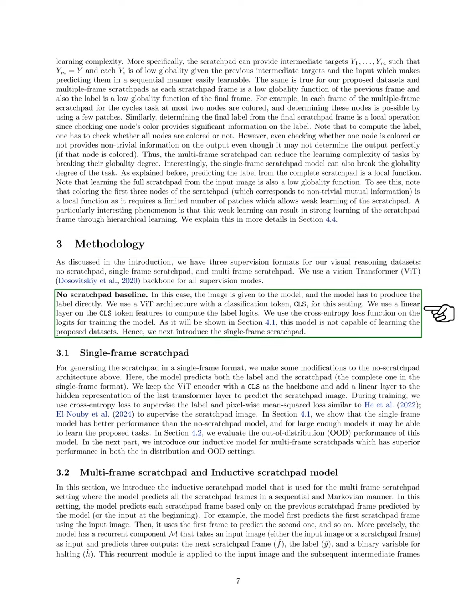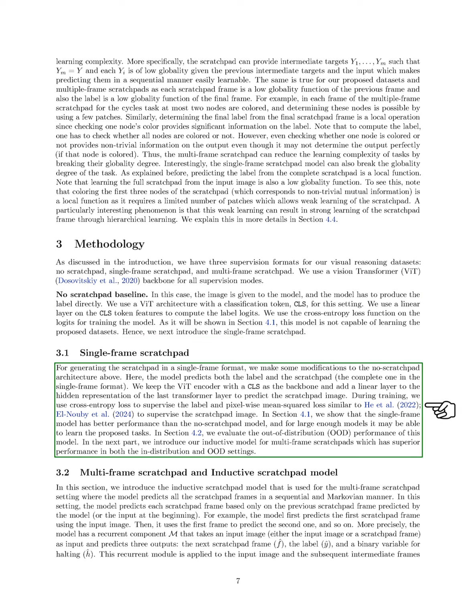However, as we will demonstrate later, this model struggles to learn from our datasets, prompting us to explore the single-frame Scratchpad next. In the single-frame Scratchpad format, we modify the no Scratchpad architecture. Here, the model predicts both the label and the complete Scratchpad image. We retain the VIT encoder with the classification token and add a linear layer to predict the Scratchpad image from the last transformer layer's hidden representation. During training, we apply cross-entropy loss for the label and mean-squared loss for the Scratchpad image. We will show that this model outperforms the no Scratchpad model and can learn the proposed tasks effectively.